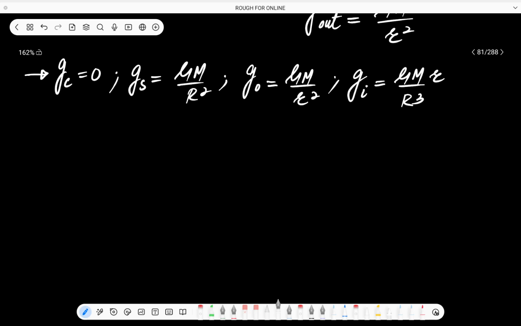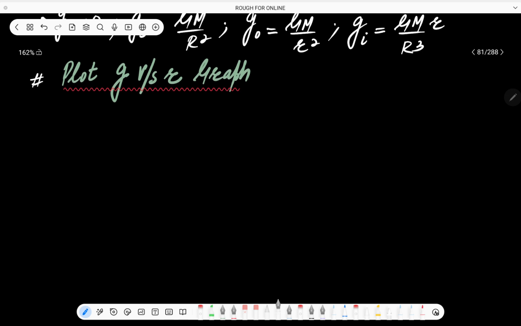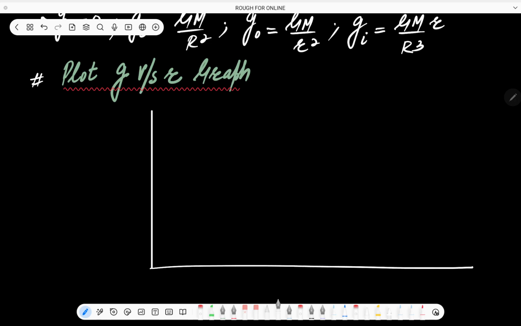So what about the graph? Let me write down here one more important point, and that is to plot acceleration due to gravity versus r. This r is the radial distance from the center of earth. This is a very, very important graph, and many times this graph will be repeated. We will have to plot the acceleration due to gravity versus the radial distance r. So let's try to plot this graph.